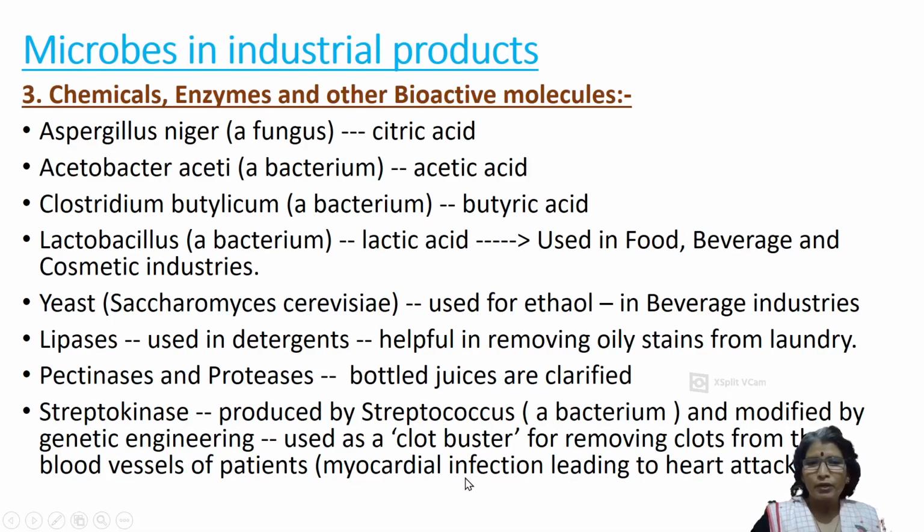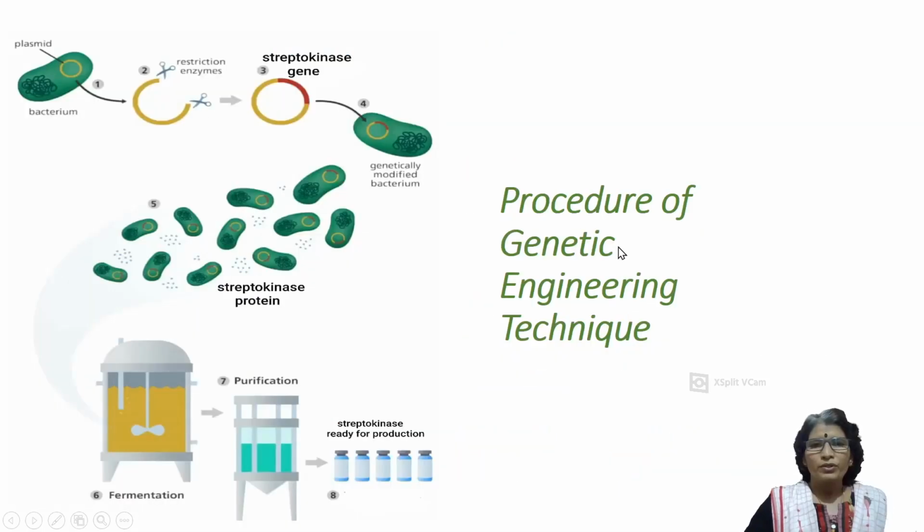So here, myocardial infarction means the heart muscle is damaged. That is why this condition leads to a heart attack. Here, this streptokinase enzyme is produced by Streptococcus bacteria and modified by genetic engineering. What is genetic engineering? The procedure of the genetic engineering technique. You can learn this technique in detail in the biotechnology lesson, but here I will simply try to explain it to you.